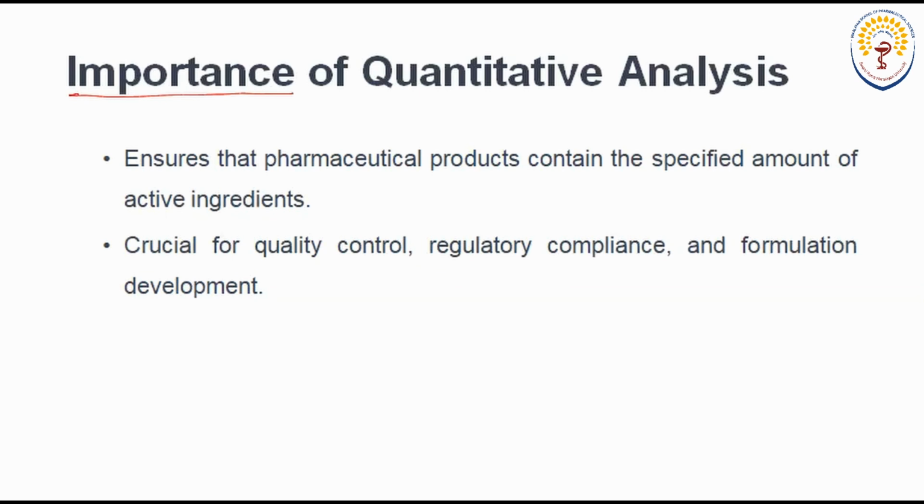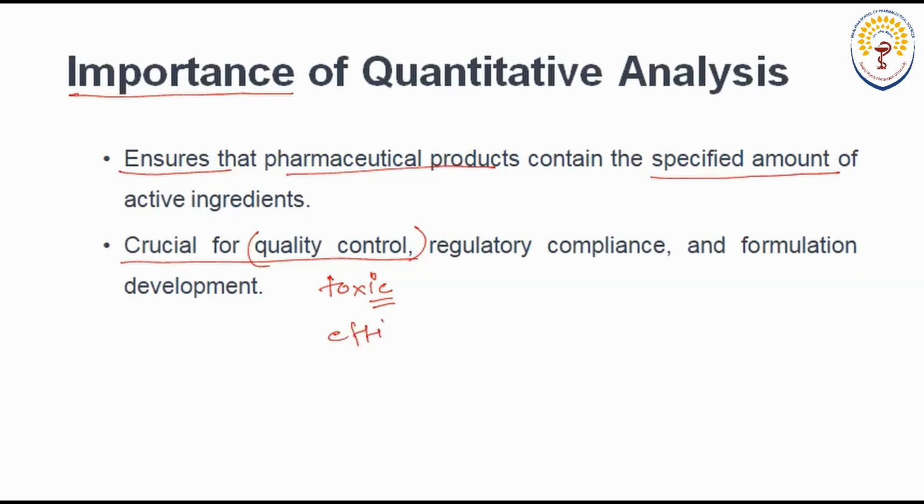Continuing the importance of quantitative analysis, it ensures that our pharmaceutical product is in the specified amount which is given, not more than, not less than. It is very important for controlling the quality of the substance. It should be of perfect quality so that it can be given to the patient. If it does not contain the specified amount of the substance, it can produce an adverse or toxic effect, or it may not be an effective drug if it contains a lesser amount of drug in the sample.